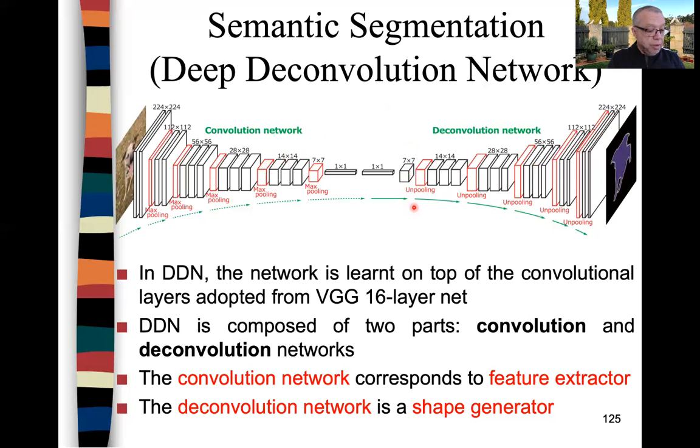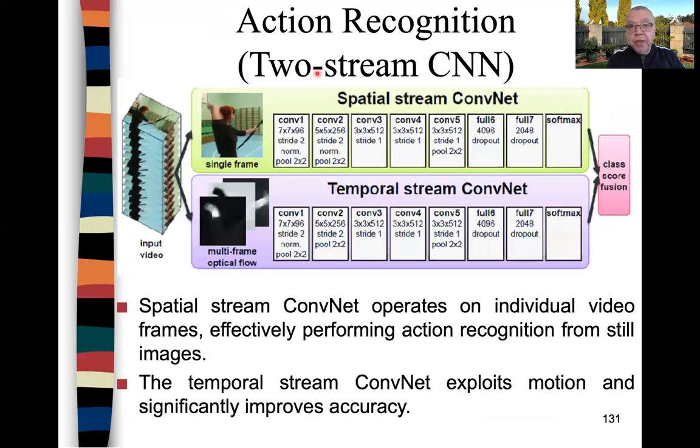The last network that we're going to see is a network for action recognition. You have a video input, a sequence of frames showing a person performing a certain action, and your goal is to give a class score, meaning that this is action X, this is action Y, and so on. It is a two-stream CNN.